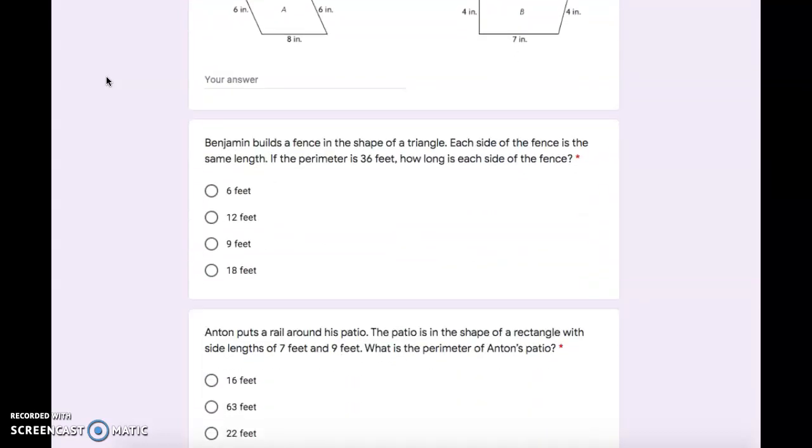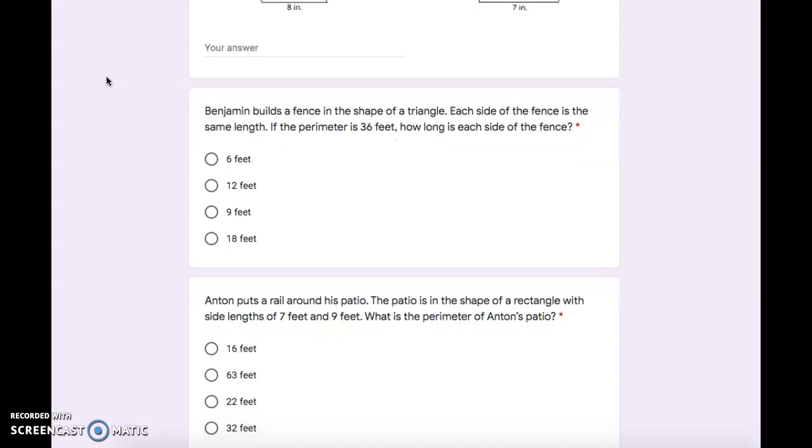Number 3, Benjamin builds a fence in the shape of a triangle. Each side of the fence is the same length. If the perimeter is 36 feet, how long is each side of the fence?